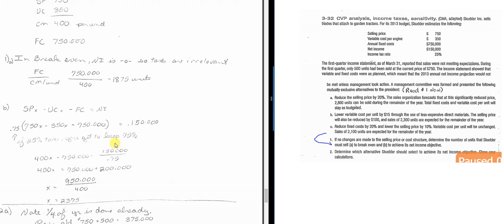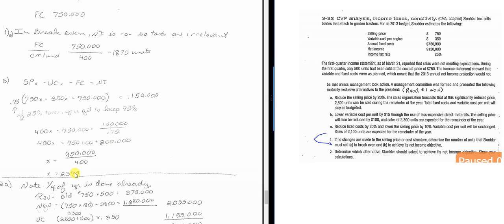Your book just starts right here. Target profit divided by 1 minus the tax rate, which is 0.75. So I have 750 minus 350 is 400,000. I solve for X. X equals 2,375.